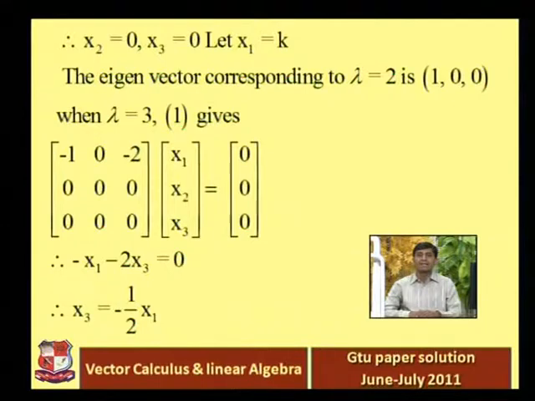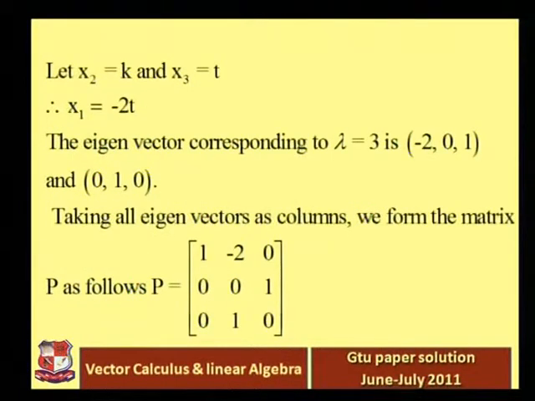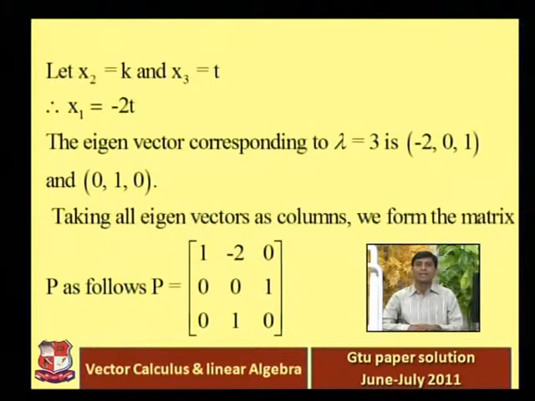So we will get x1 minus 2 x3 is equal to 0. So x3 is equal to minus x1 by 2. So the first column has a leading entry, but the second and third columns do not have a leading entry. So we have to suppose x2 is equal to k and x3 is equal to t. So x1 is equal to minus 2t. Right? Put these two values in the previous equation, so we will get x1 is equal to minus 2t. So the eigenvectors corresponding to lambda is equal to 3 are minus 2 0 1 and 0 1 0.